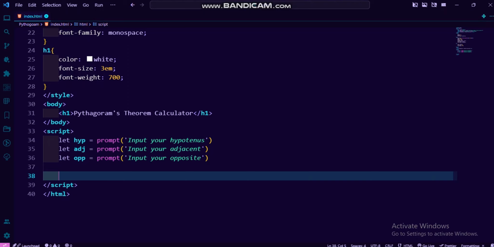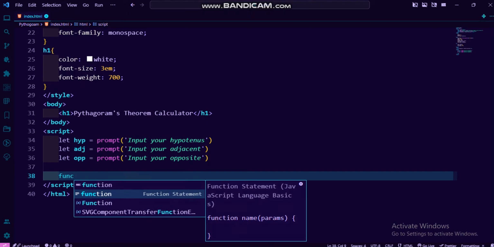It's also going to be the same for the adjacent. We are looking for the adjacent, which is different, plus minus. So I know the adjacent, we're going to write adjacent equals to root hypotenuse squared minus opposite squared. Also the same for the opposite, which is going to be root hypotenuse squared minus the adjacent squared.